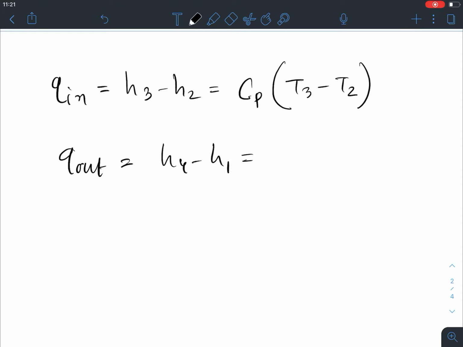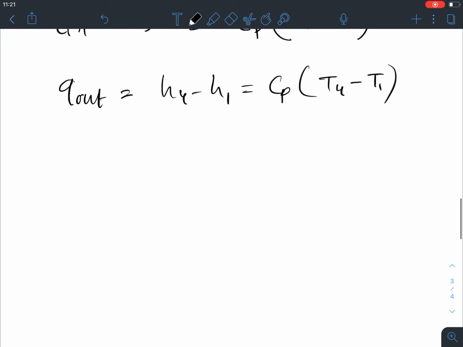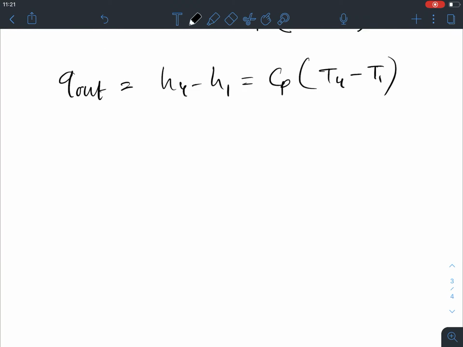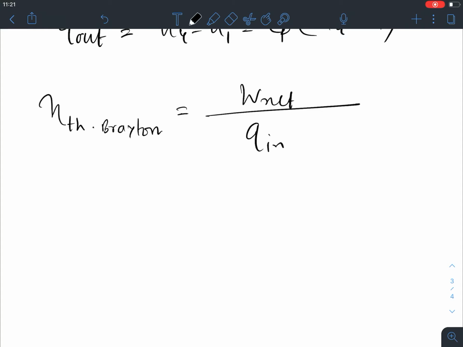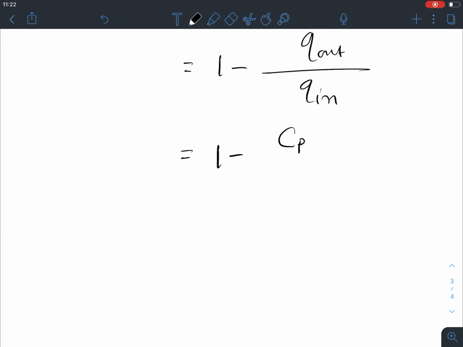And then Q out is H4 minus H1, which equals the constant pressure heat rejection: Cp times (T4 minus T1), right? So we know Q in and Q out, and basically we can get the Brayton cycle efficiency, right? The thermal efficiency of the Brayton cycle equals W net work output divided by Q in, which is 1 minus Q out over Q in, right?